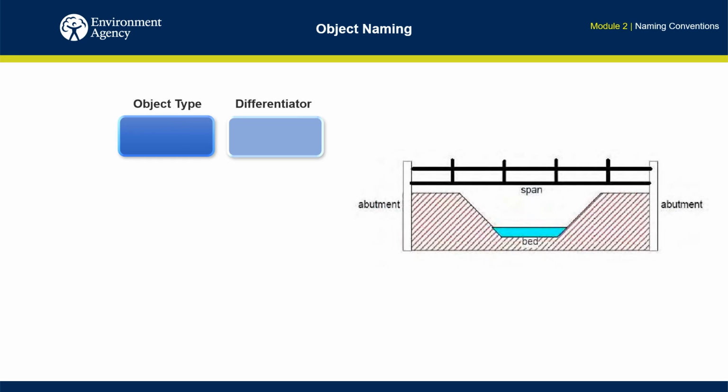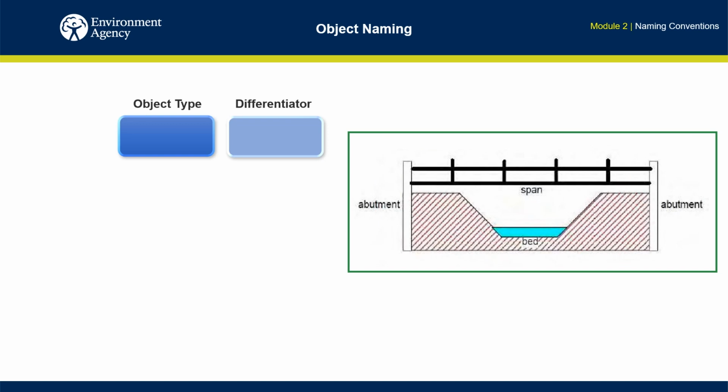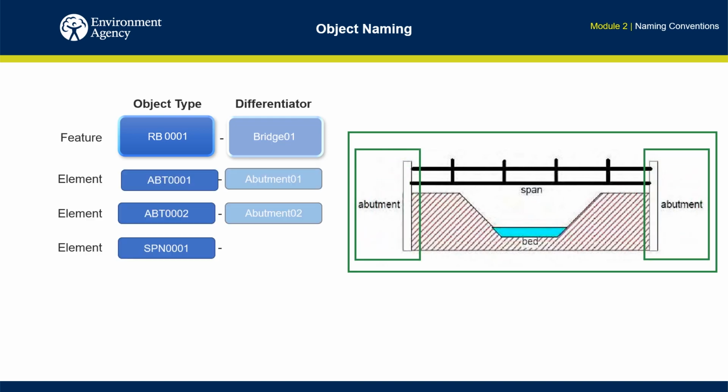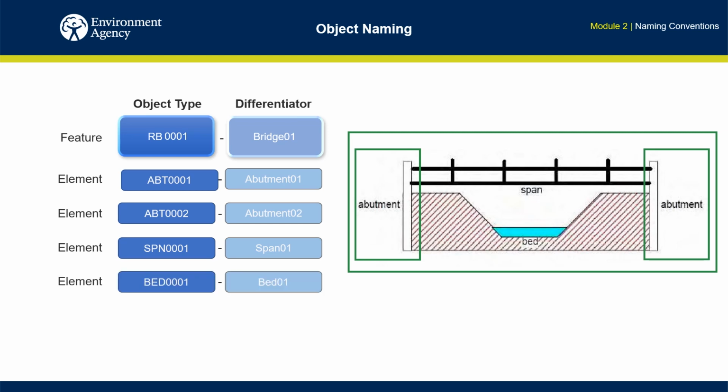A feature such as a bridge is made up of different parts or elements, such as abutments, deck, etc. The object naming convention specifies how features and elements should be named. In this example of a bridge, there are 2 abutments, which adopt the element code of ABT from the DRL. The first abutment element takes 001 as the integer, and the second abutment takes on the next integer, 002. As the other elements, span and channel bed, have only one instance in the diagram, they use the suffix 001.